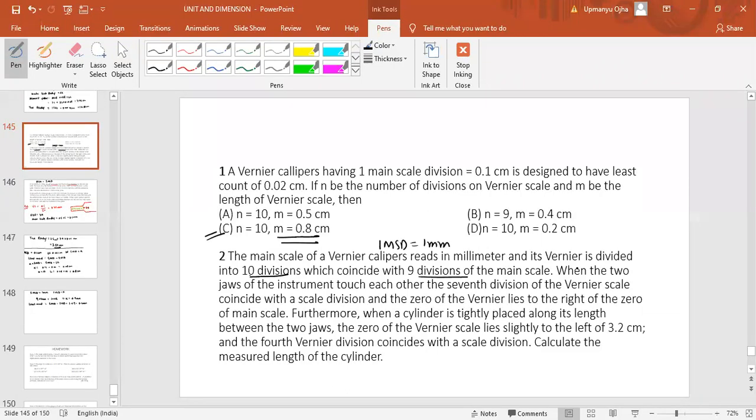The least count is one main scale division minus one vernier scale division. In the previous problem also I have used this formula only. The least count equals one main scale division minus one vernier scale division. So from this data we need to find the value of the least count.